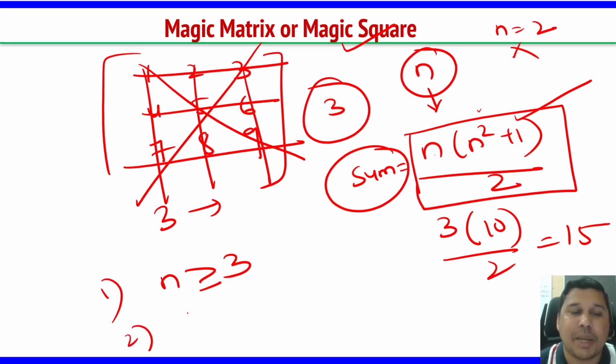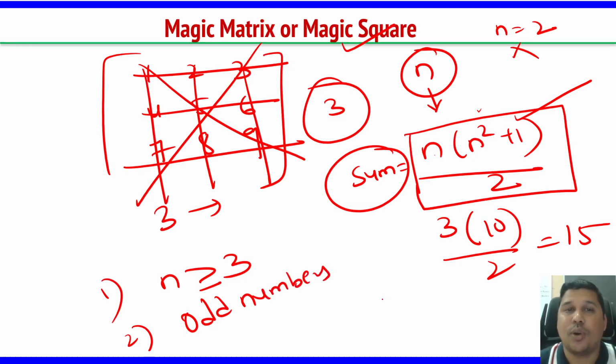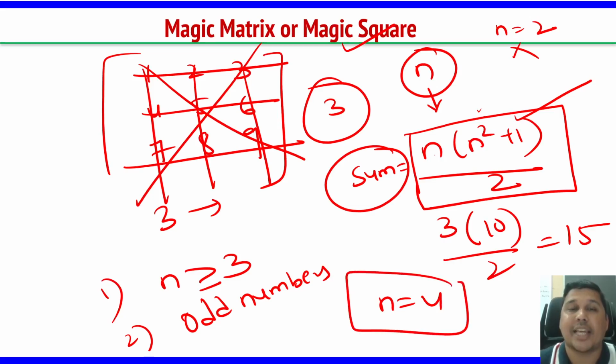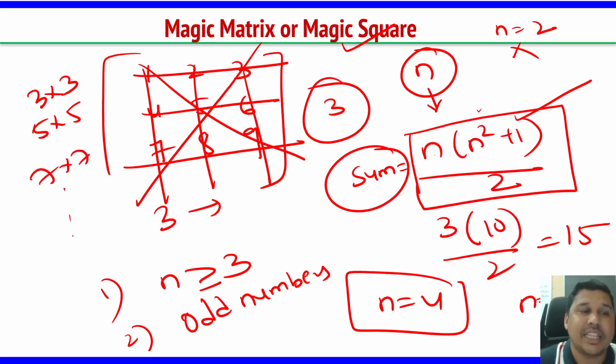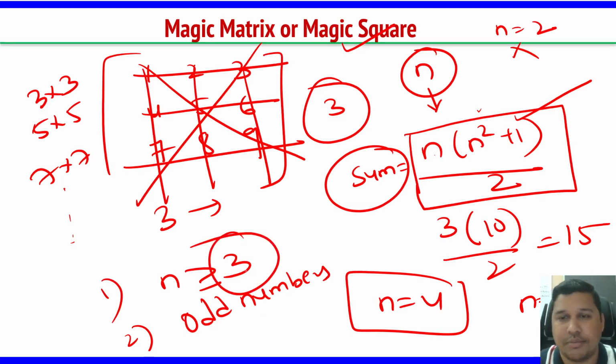Second, it is applicable only for odd numbers. It means if I give an n value of 4, this matrix cannot be a magic matrix or magic square. A magic matrix exists only for odd numbers, for example when n is 5. That means 3 cross 3 magic matrix, 5 cross 5, 7 cross 7. This way you can have magic matrices where the sum of each row, each column and diagonal are equal. Magic squares are not applicable for even numbers, only for odd numbers beginning from 3, 5, 7 and so on.